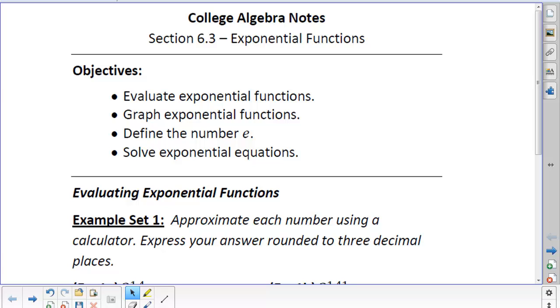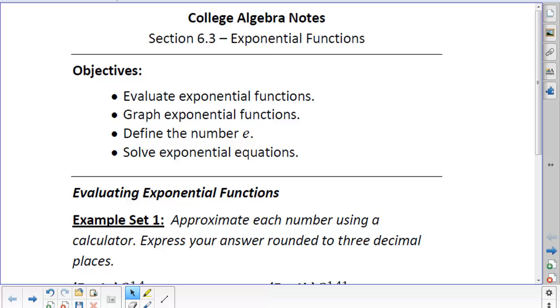Section 6.3 is titled Exponential Functions. Just like in Chapter 5, we looked at polynomial and rational functions and focused on those. In Chapter 6, I think I mentioned this, we're going to be looking at a couple of specific types of functions. One of them is the exponential function. The other we'll get to later in this chapter is the logarithmic function. But first, let's see what the exponential function is and what it looks like.